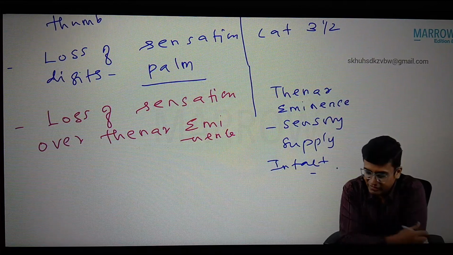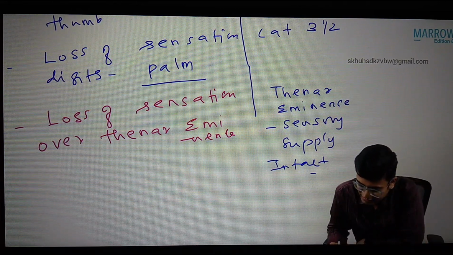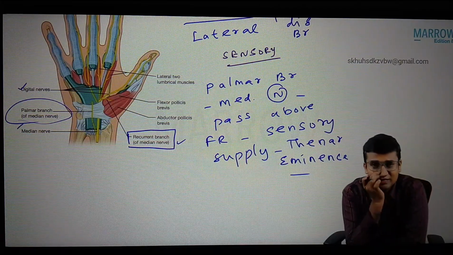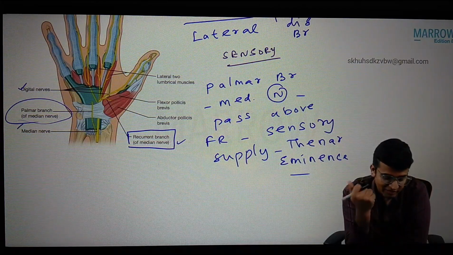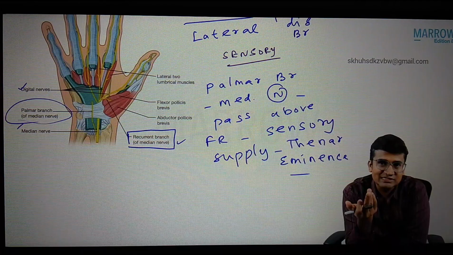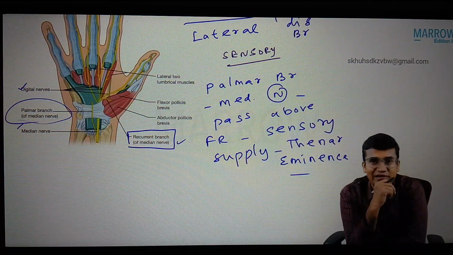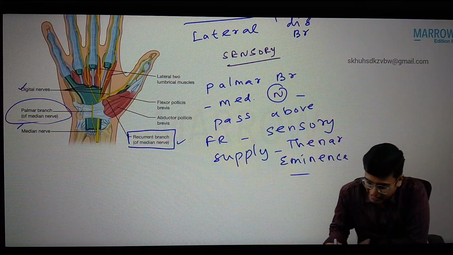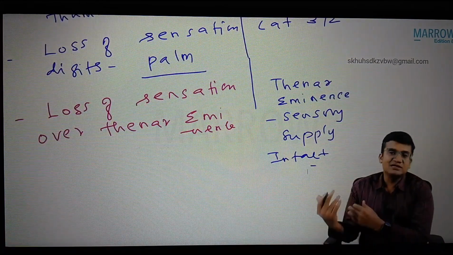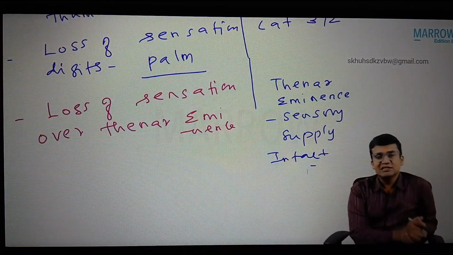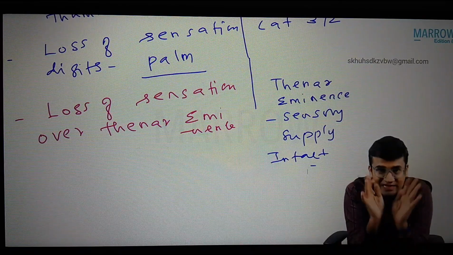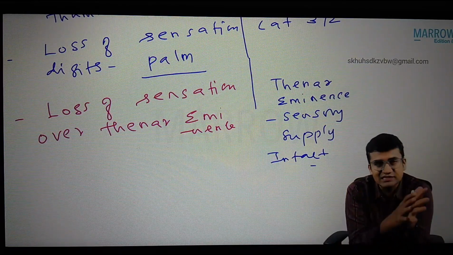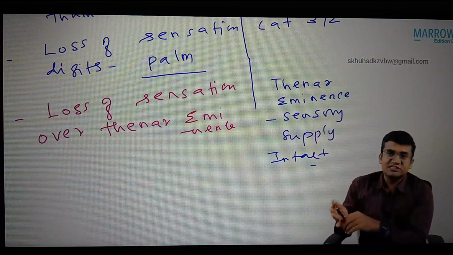Why? Which nerve carries the sensory fibers from the thenar eminence? The palmar branch of median nerve carries the sensory fibers from the thenar eminence, and that branch is passing above the retinaculum band. Where is the compression? Below the retinaculum band. So the only difference between carpal tunnel syndrome and the wrist injury is that thenar eminence sensory supply is intact in carpal tunnel syndrome, and lost in the wrist injury. Okay, other features are same.